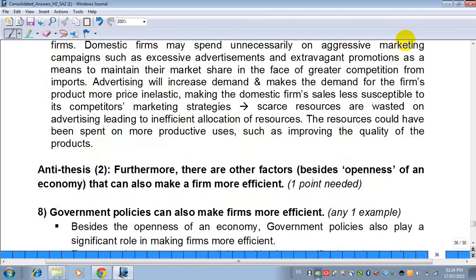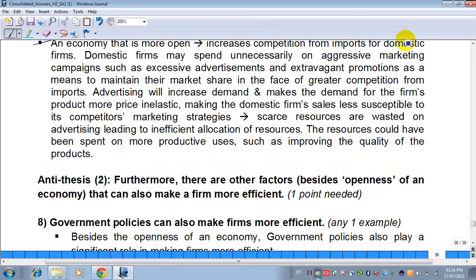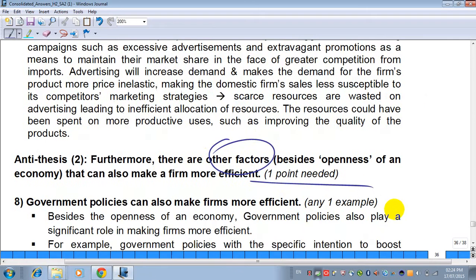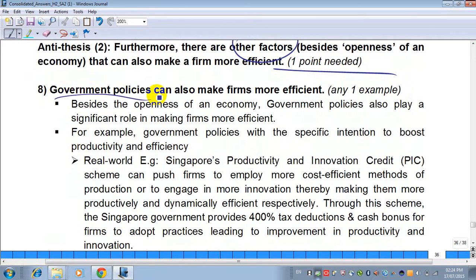All right, now remember I told you under the antithesis you have to tell me one more other factor. You look here, 1 point needed, one other factor that can make a firm more efficient. One possible point is that of government policies. Just give me any point that you can think of, which is why I said that for econs, to some extent, yes, there are answers that we have gone through before, but you have to be able to think on the spot of creative ideas that can answer the question. And in this case, government policy can be a creative, out of the box point that can make a firm more efficient.